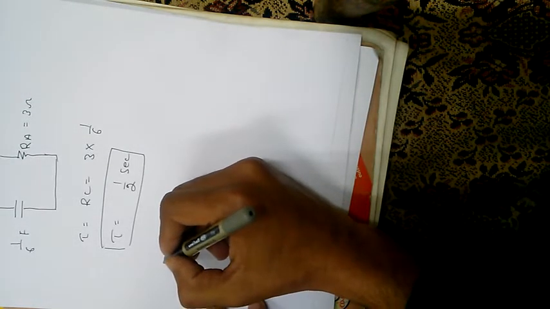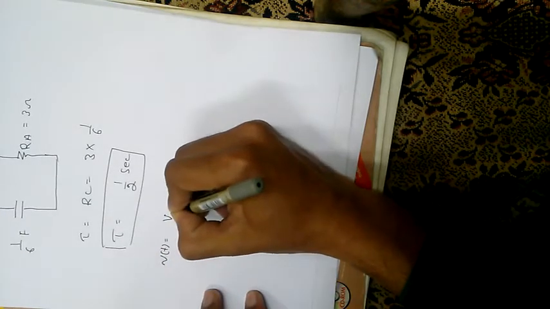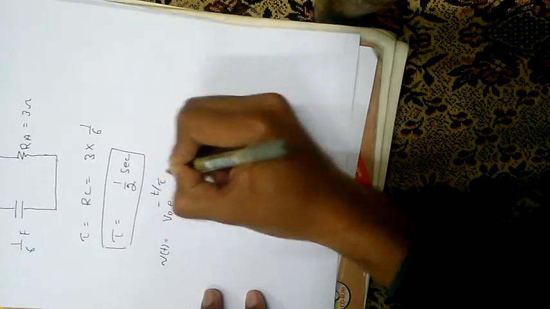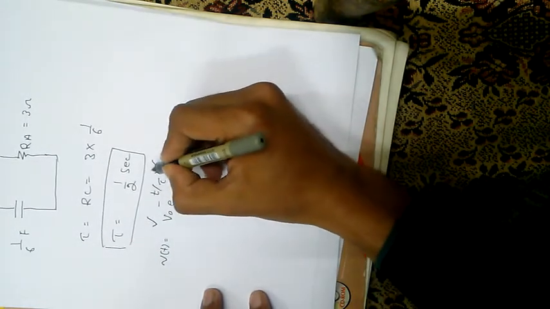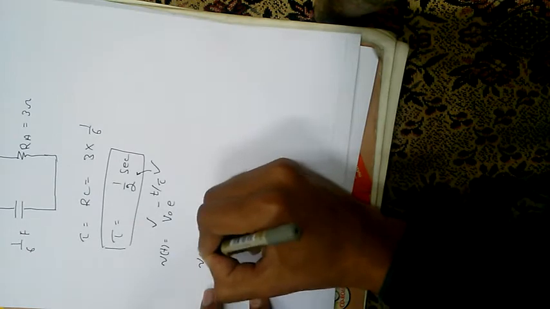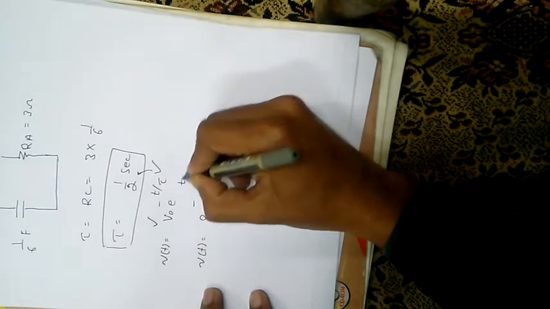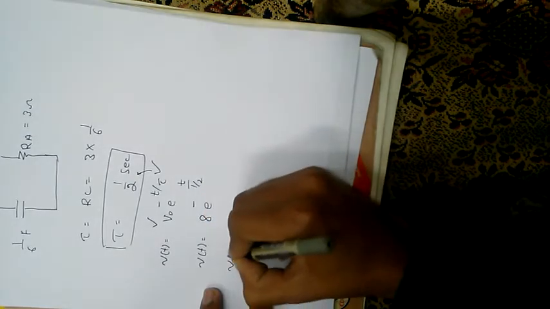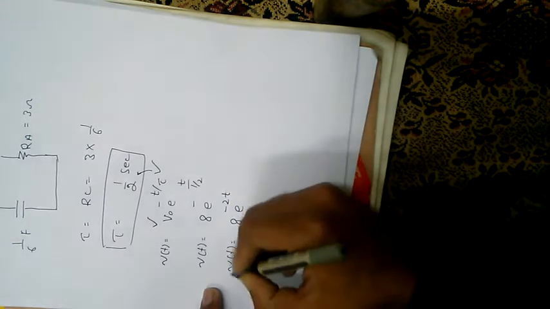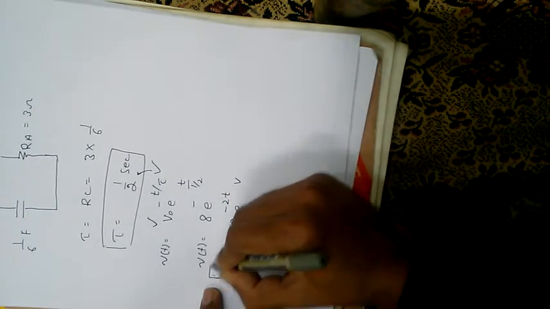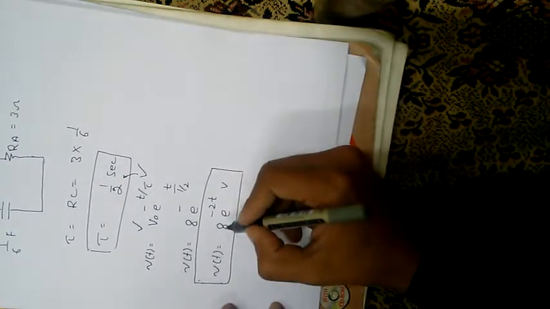Now we can put it into our original equation, that is V of t is equal to V0 e raised to power minus t by tau. V0 we have already calculated and tau we just calculated above. So we can put V of t is equal to 8 e raised to power minus t by 1 by 2, or in other words 8 e raised to power minus 2t volts. This is the natural response of the circuit. Now let's see what is meant by this equation.